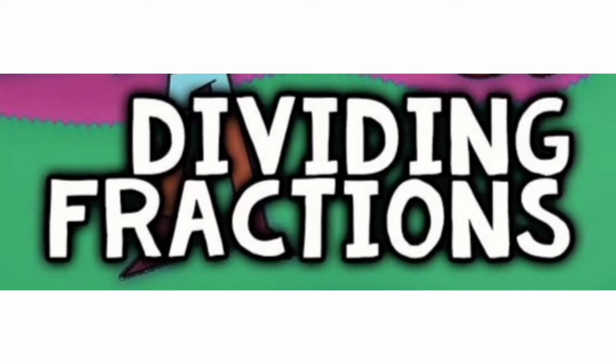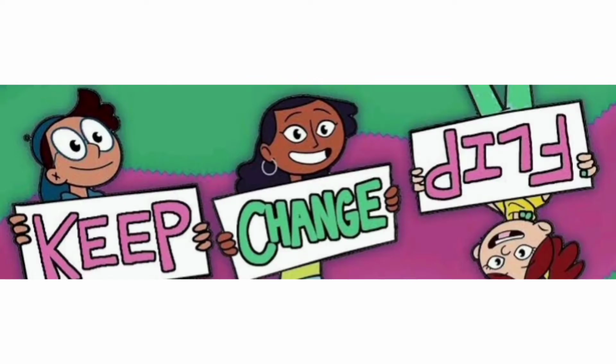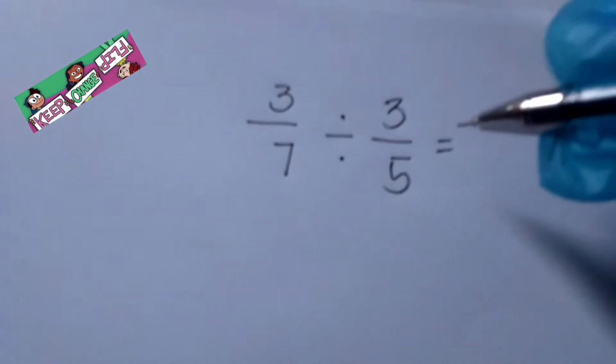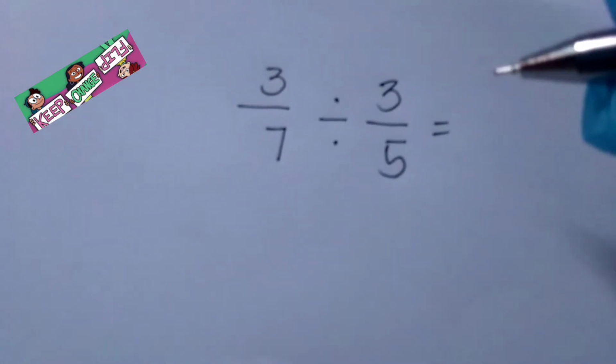Let's tackle dividing fractions. Here are the keywords: keep, change, and flip. We have here the given fractions, 3/7 divided by 3 over 5. How are we going to divide these fractions?